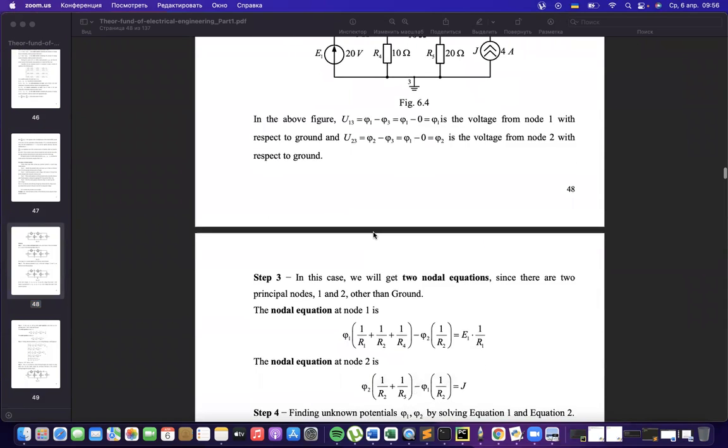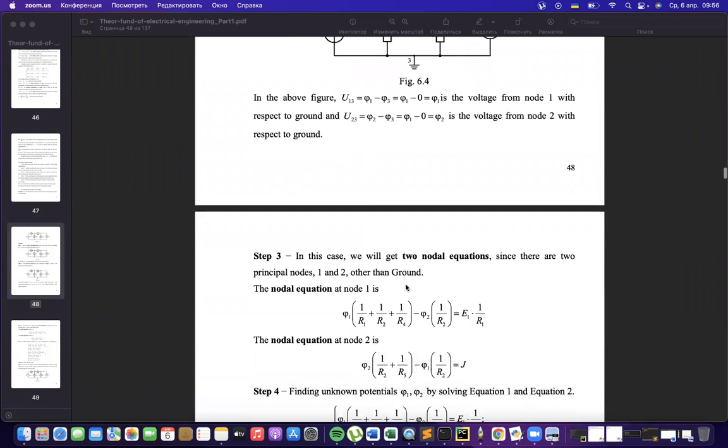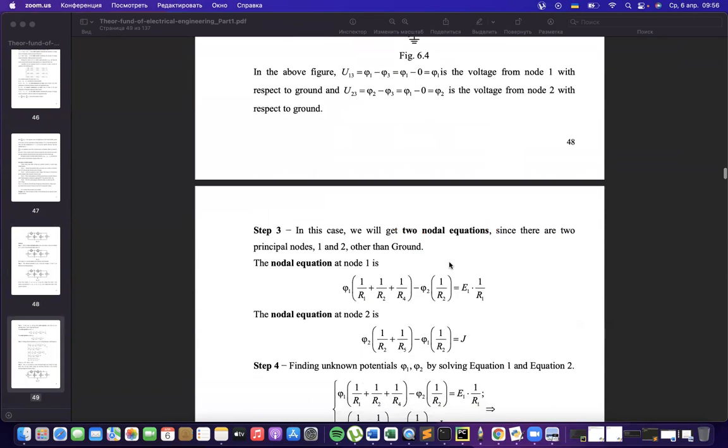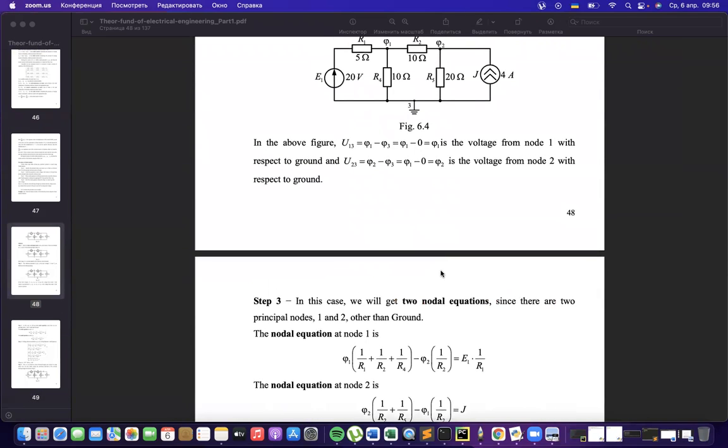Then our main goal is to write the voltage equation for this, write the current equation for this mathematical model. And for the second node, for phi2, we are also writing the value of this potential on conductivities near this point.